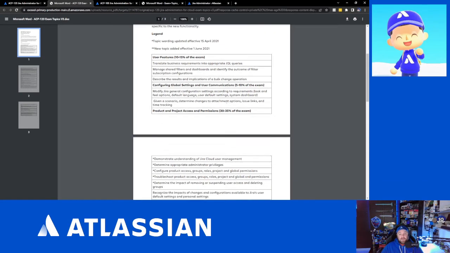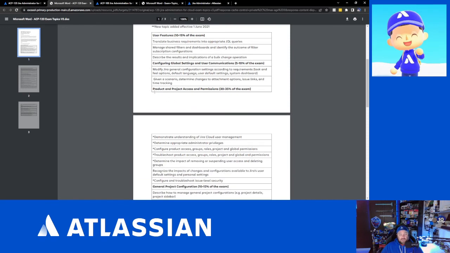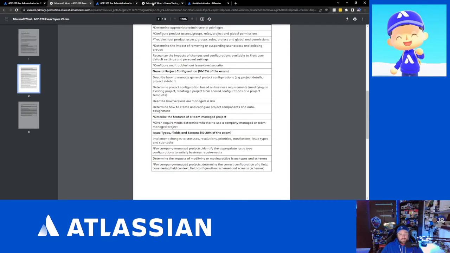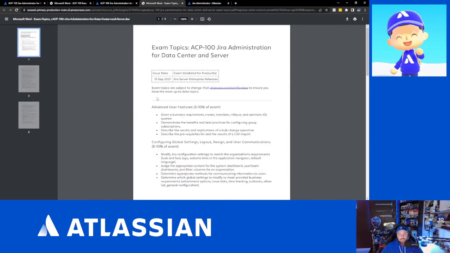25% of the exam, which isn't even the same as the product and project access and permissions, which is 30 to 35. So if you are not comfortable with the product and project access and permissions, that's probably where you want to spend your time, as the majority of your marks are going to be earned through that section. So absolutely check out the exam topics.